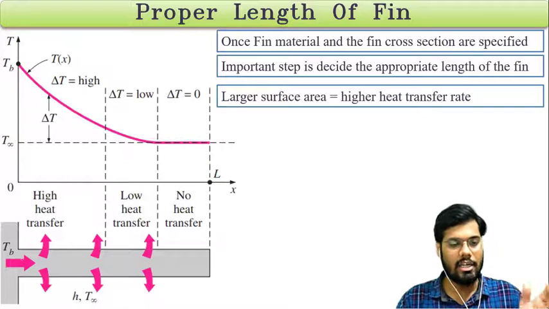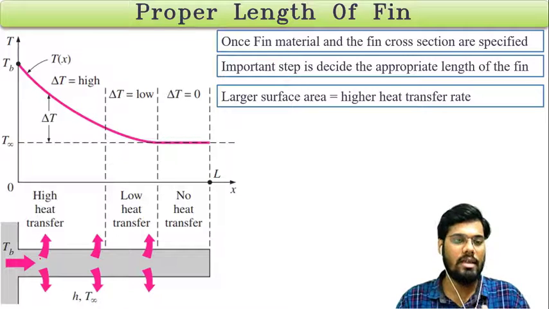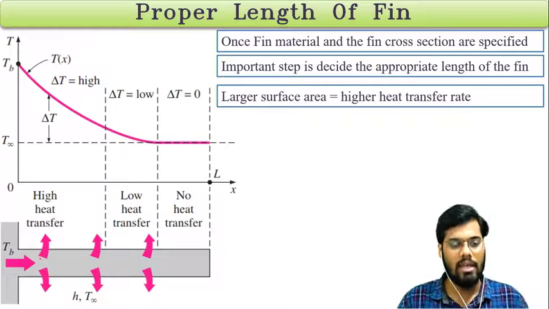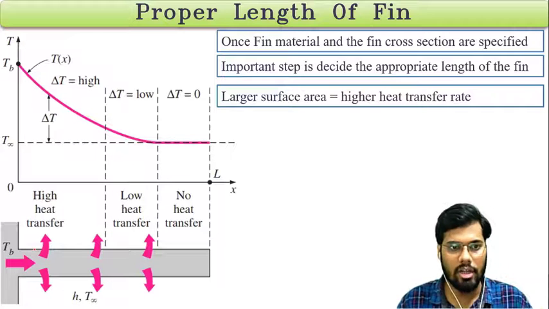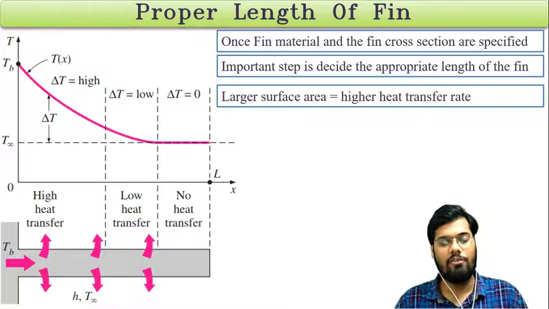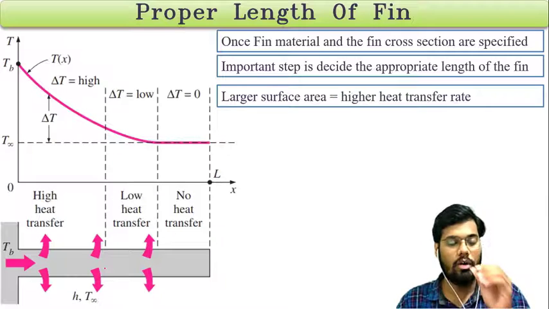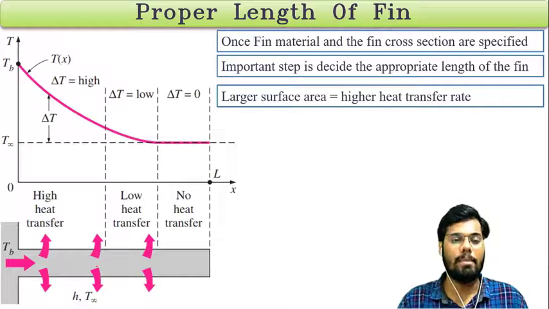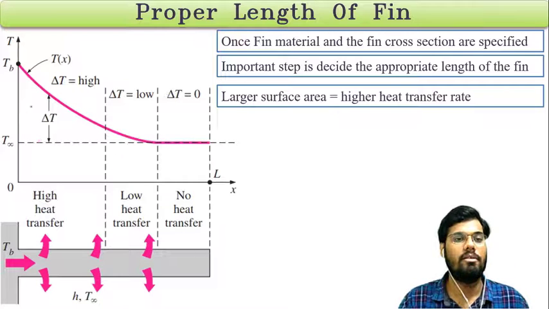whatever heat is conducted from the base, there is a conduction resistance offered by the fin material, as well as the heat is continuously lost to the surrounding by convection mode. So as we are moving from left to right, the temperatures at the locations are going to be different. So it results in decreasing temperature difference and it results in decreasing heat transfer rate.